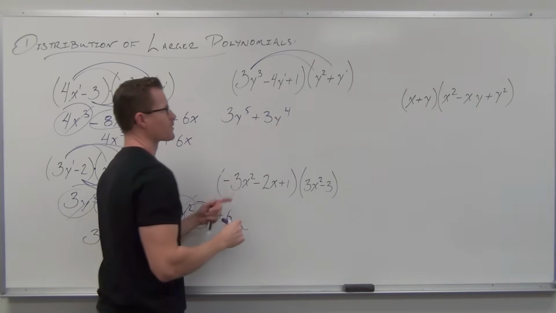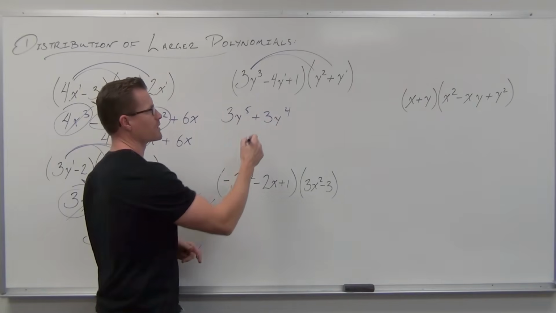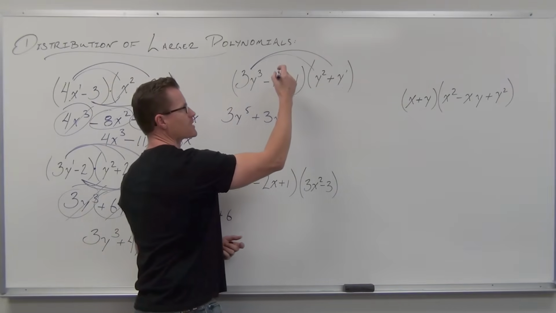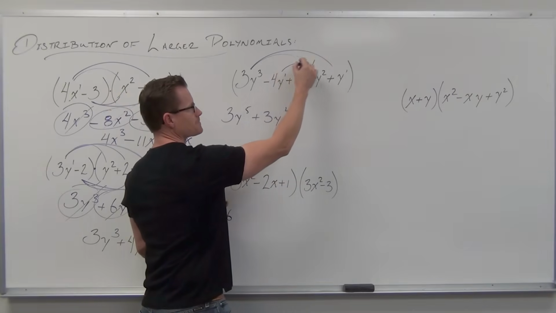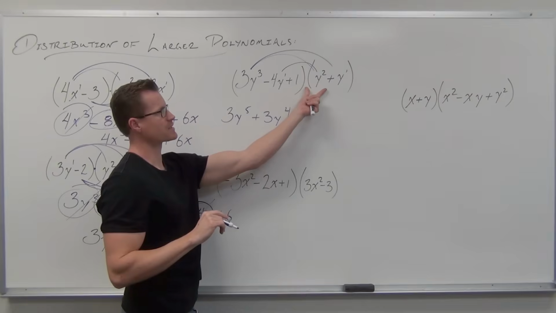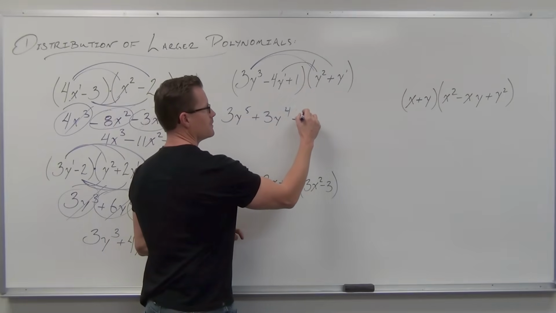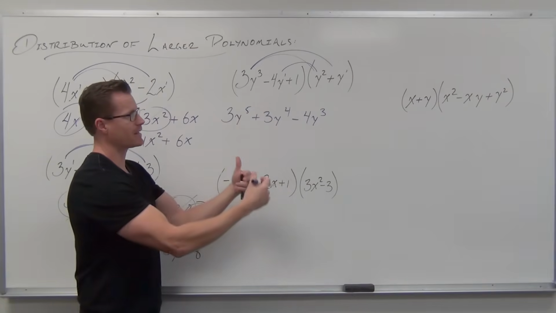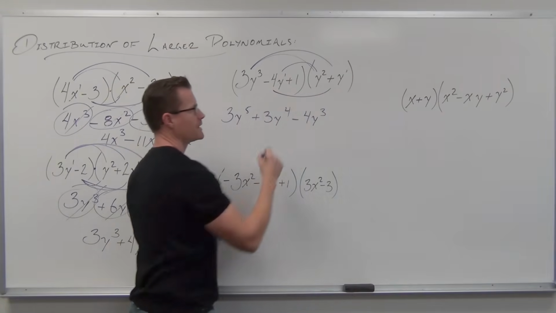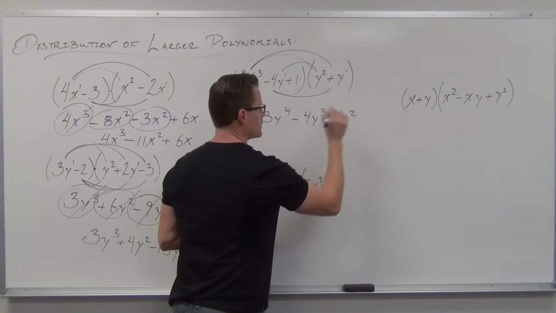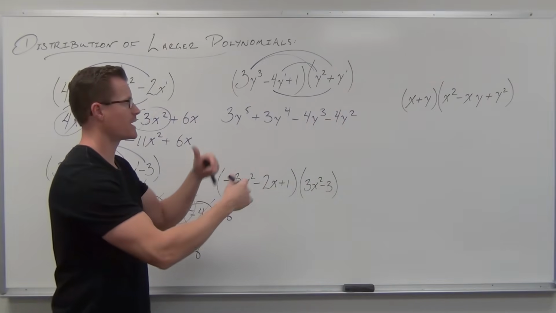Plus 3y to the fourth. I'm seeing multiplication, I add exponents. That takes care of the first term times both of these terms. Now the second one. Negative 4y to the first times y to the second. Negative 4y to the third. I see multiplication, I add exponents. Negative 4y times y. Negative 4y squared. I see multiplication, I add exponents.